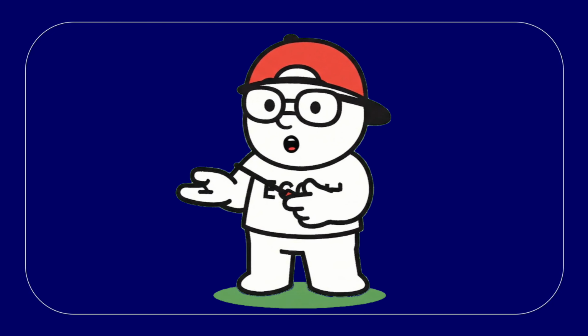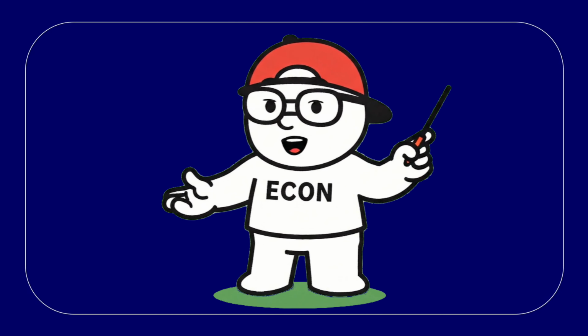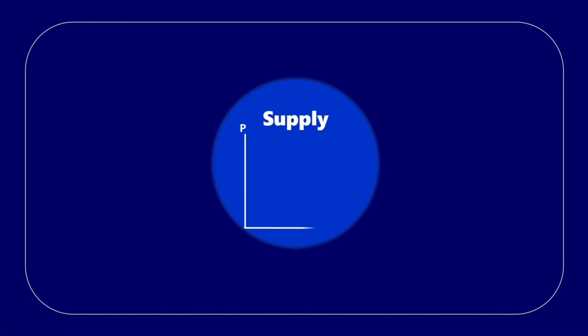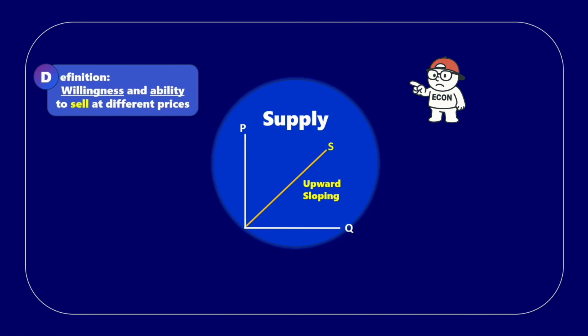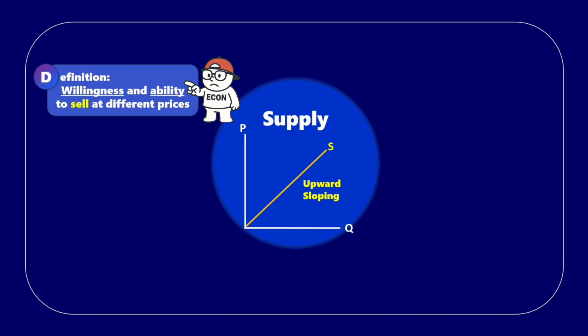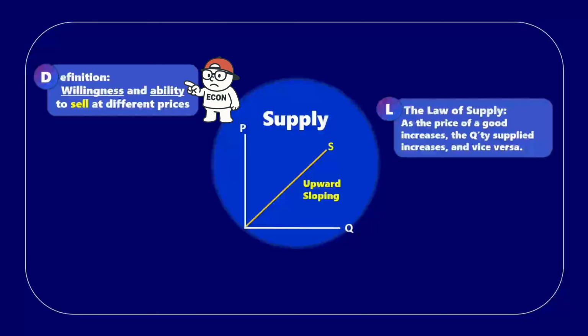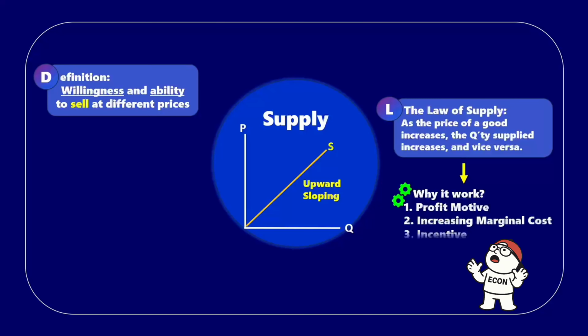Alright, now I'm going to quickly move through supply because conceptually, it's the same thing as demand. Just switch your perspective. Demand was about buyers, but now we're talking about sellers. Supply just means the willingness and ability to sell at different prices. And the supply curve slopes upward, and this is because of the law of supply. As the price of a good increases, the quantity supplied increases, and vice versa. So why does this work? Well, it's because of three main reasons.